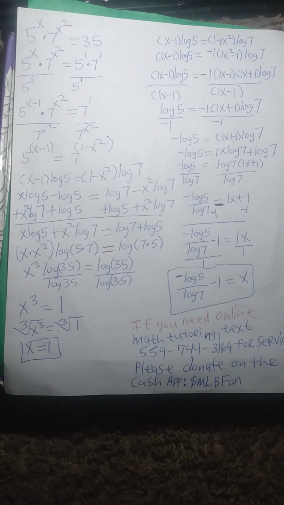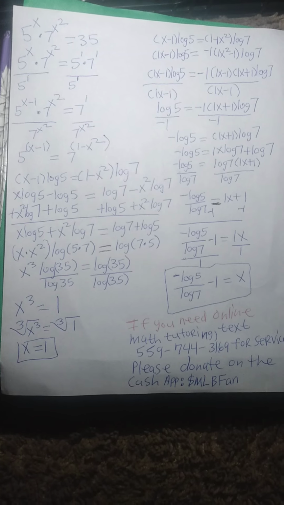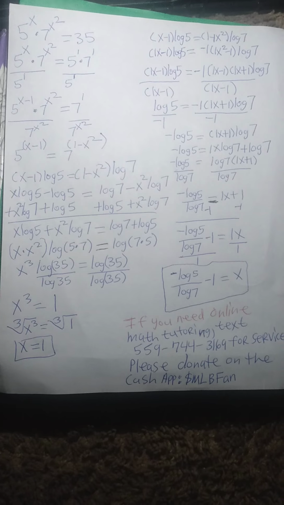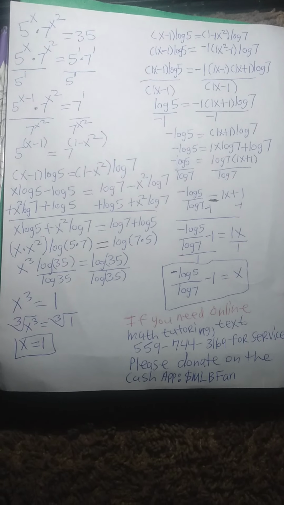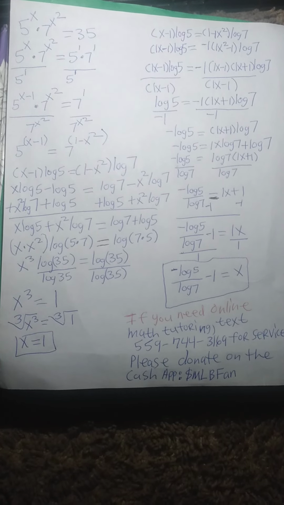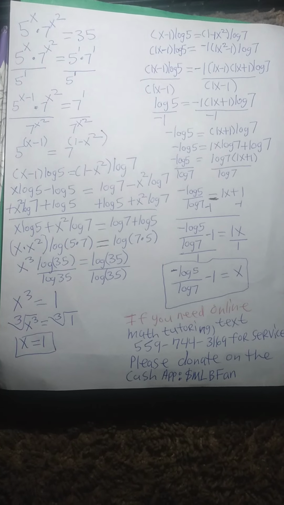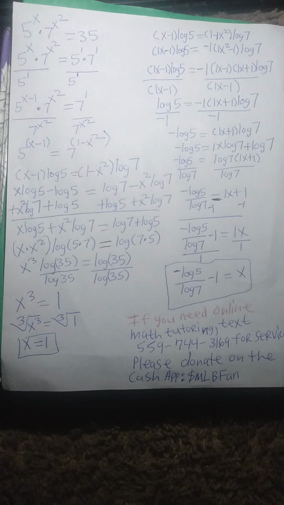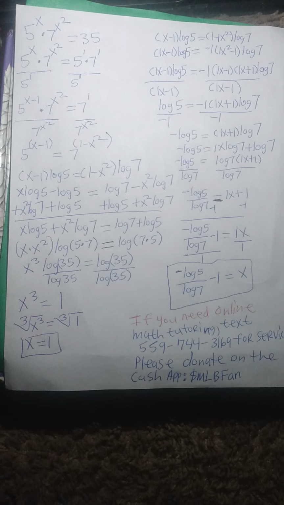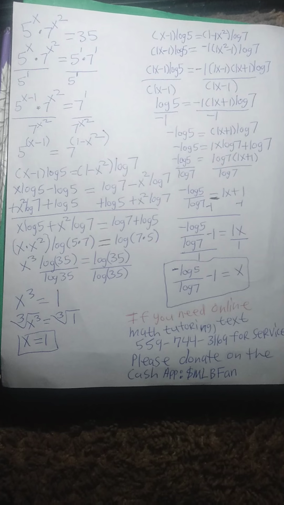5 to the x minus 1, when utilizing the quotient rule, times 7 to the power of x squared is equal to 7 to the power of 1. Now we need to divide both sides by 7 to the power of x squared, and we will obtain 5 to the power of x minus 1 is equal to, when doing quotient rule, when you have the same base, you subtract the exponents, 7 to the power of 1 minus x squared.